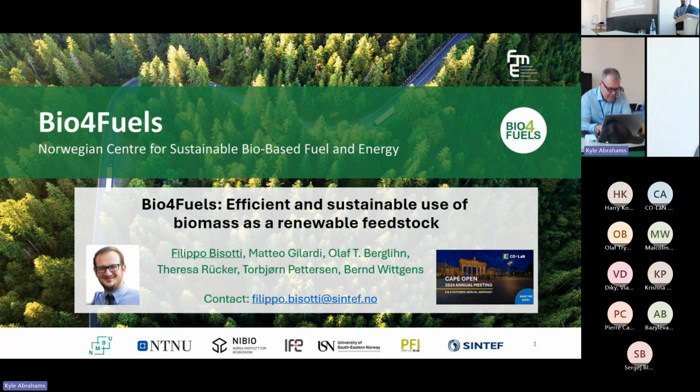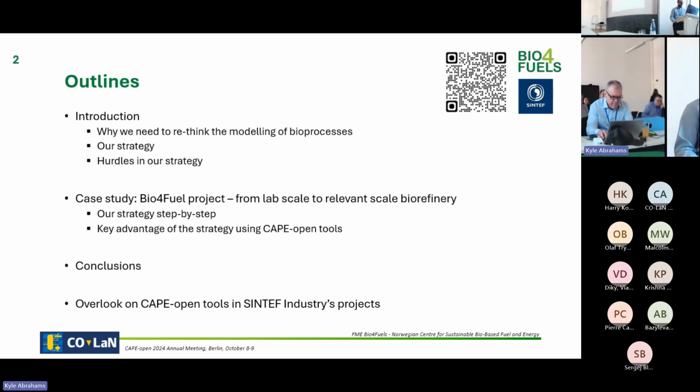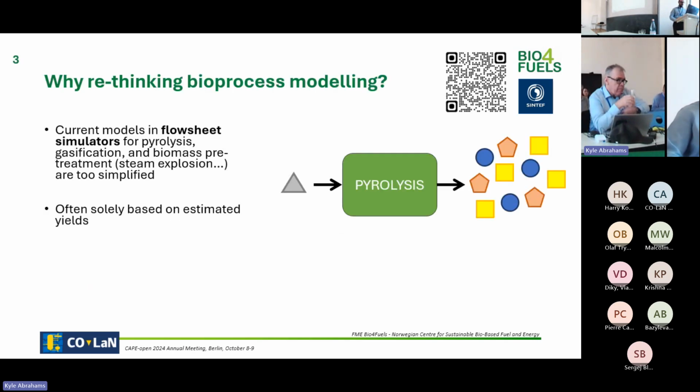Thank you very much for this kind of presentation and also for the invitation to this event. Okay, so this is the outline for my presentation. I will introduce why we need CAPE-OPEN tools essentially for the modeling of bioprocesses, in this case the biorefineries. I will present the case study, which is the Bio4Fuels project. And finally, some conclusions and also an overview and outlook of our activities using CAPE-OPEN tools in SINTEF Industry.